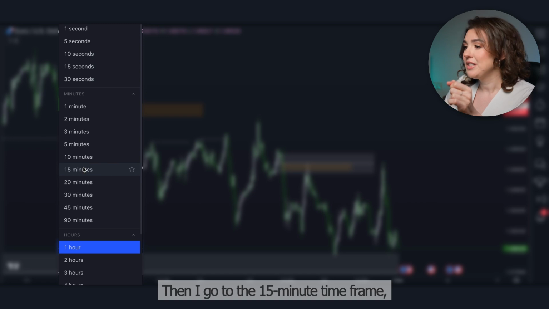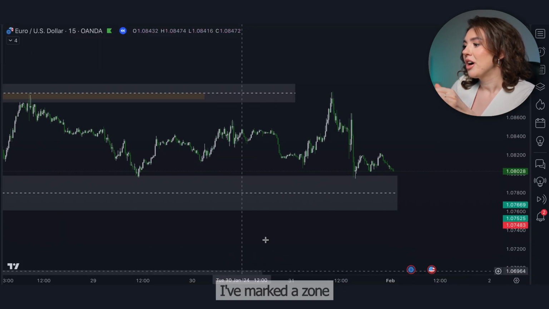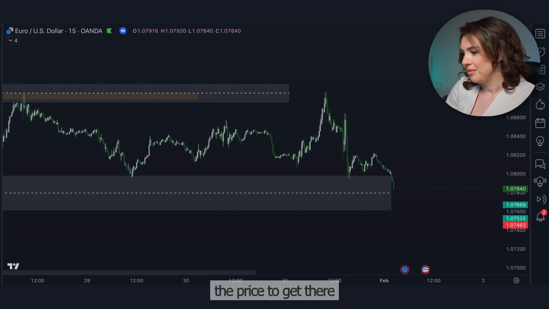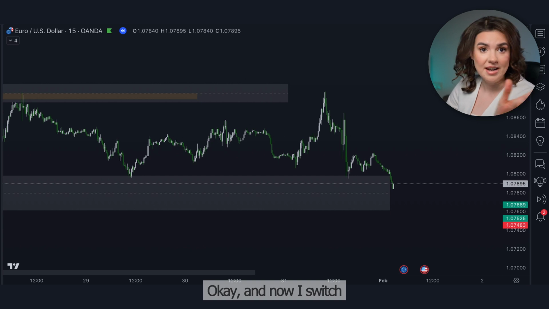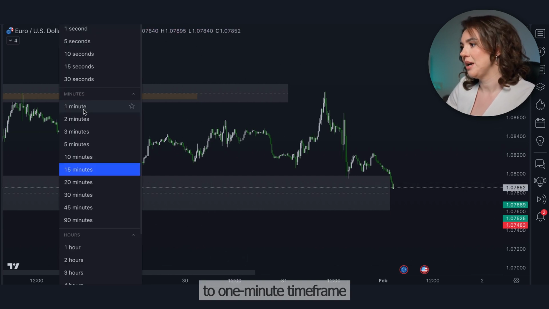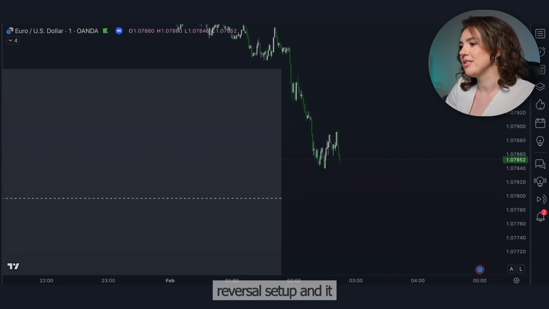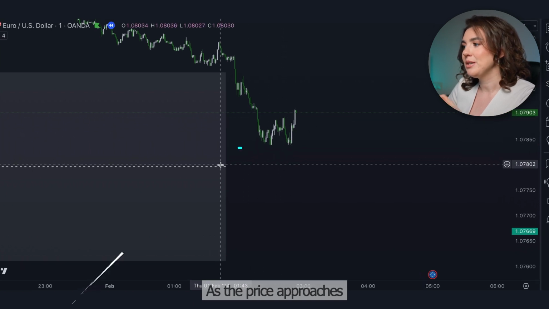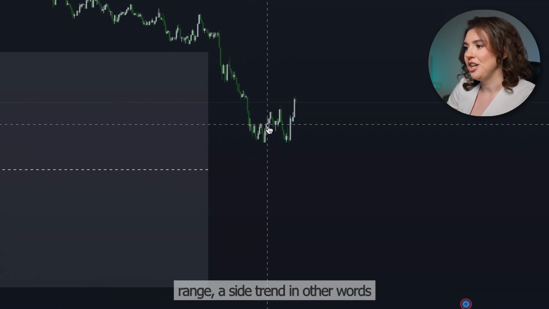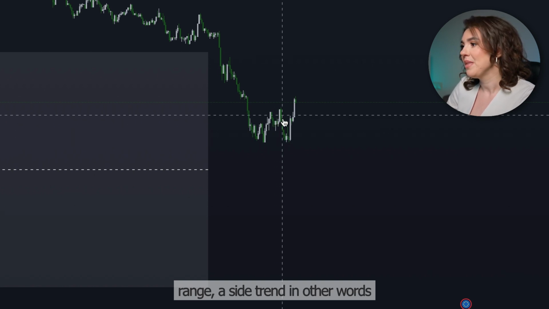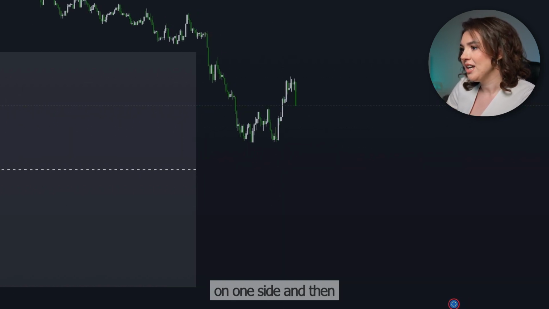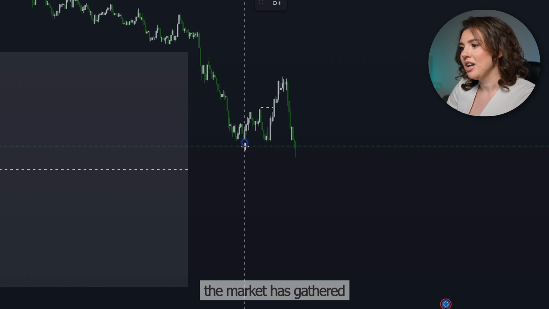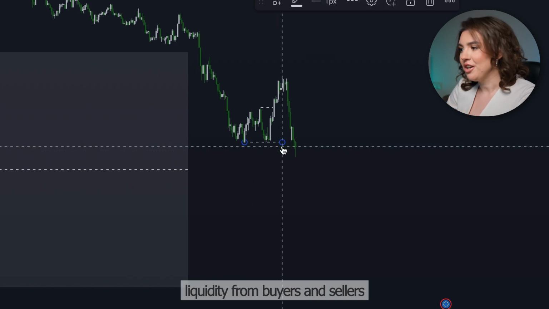Then I go to the 15-minute time frame. I've marked a zone of interest and wait for the price to get there. Okay, and now I switch to 1-minute time frame. I want to see a reversal setup, and it consists of a balanced area. As the price approaches this area, you should see a range, a side trend, in other words. Liquidity withdrawal on one side and then liquidity withdrawal on the other side. This means that the market has gathered liquidity from buyers and sellers.